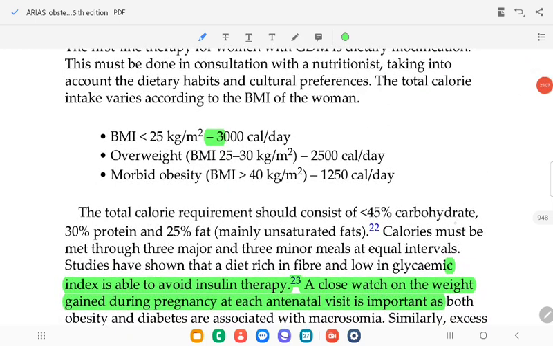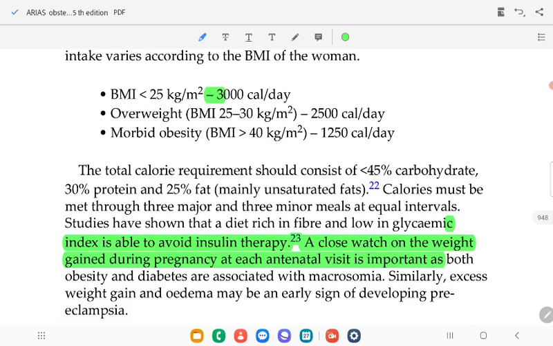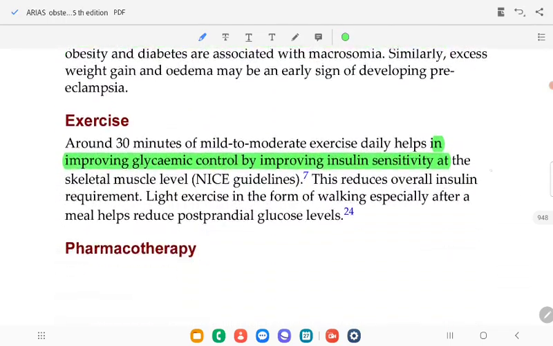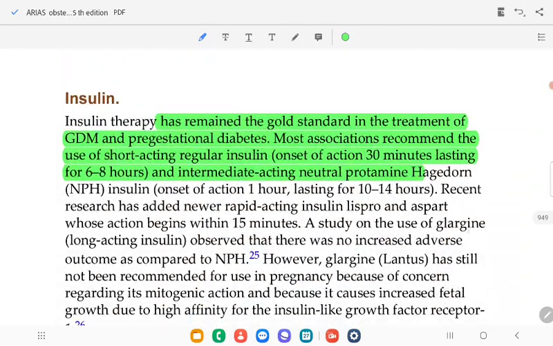Taking into account therapy, BMI less than 25, 3000 calories. Overweight, BMI 25 to 30, 1500 calories. Morbid obesity, 1200 to 1550 calories. Okay. Next, insulin therapy, exercise, pharmacotherapy, insulin.